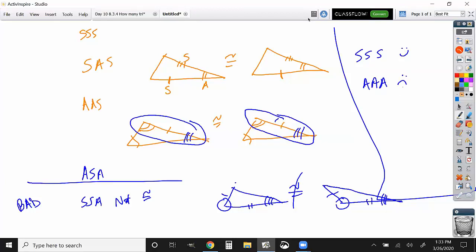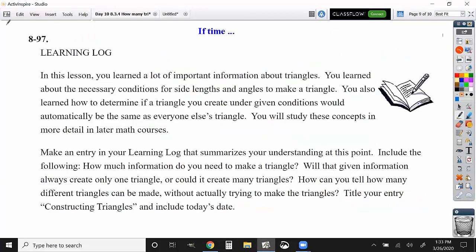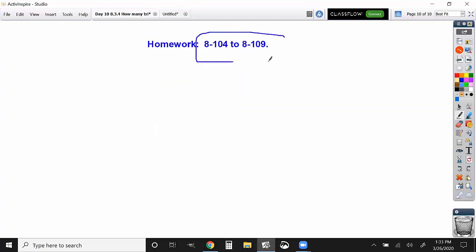For your last trick, I want you to go back and do a learning log for 897. And when you finish that, you can work on this homework 108, 104 to 109.